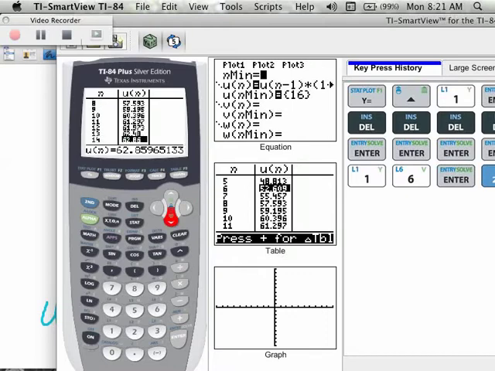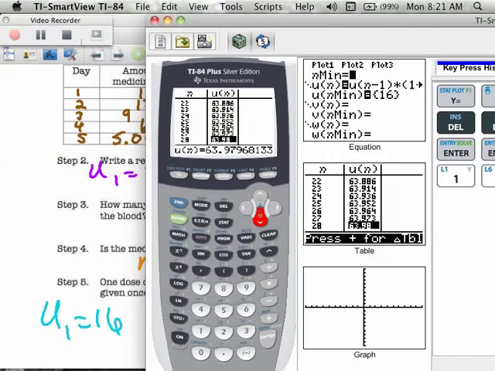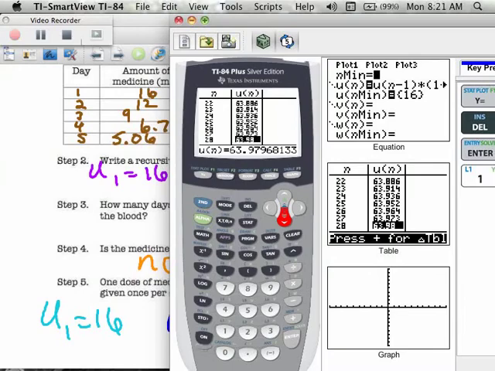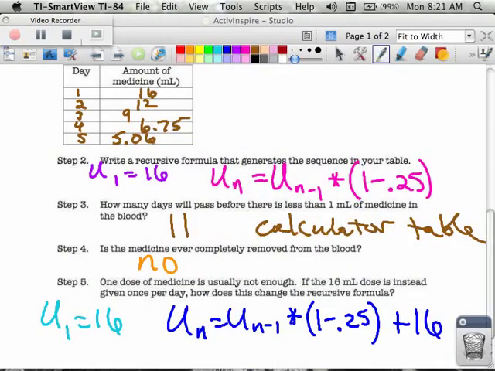And long range value means over time, way out there, maybe 6 months later, a month later. What number am I getting really close to? Take a look. 63.88, 91, 93, 95, 96, 97, 98. What do you think I'm getting close to? 64. So eventually, the level of medicine in my body, if I continue to do this, would level out at 64 milliliters.